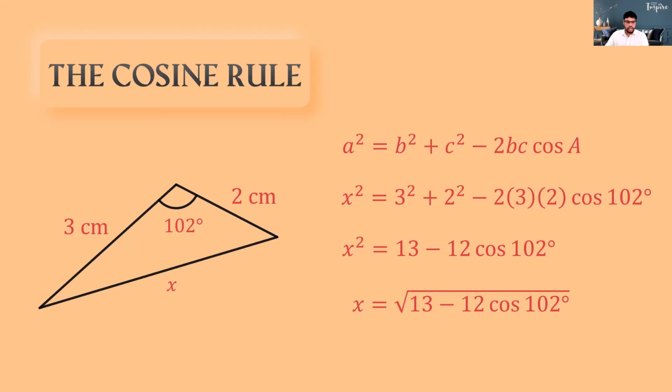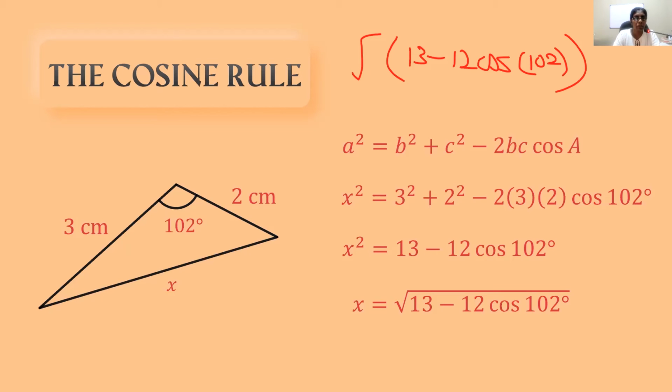So your calculator display will look like this. It will take a square root and then it'll open a bracket. So then you enter this, cos 102, and then close the bracket. Then you will get the answer. Within brackets. So try that and see, Dua, and tell me whether you get the answer. So children, all of you got the right answer. The answer is 3.94 centimeters.